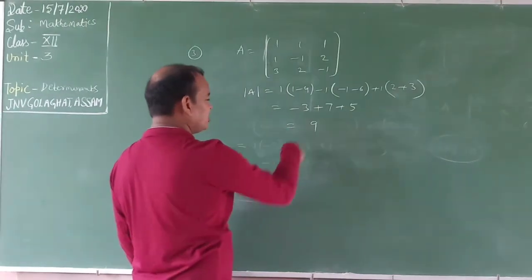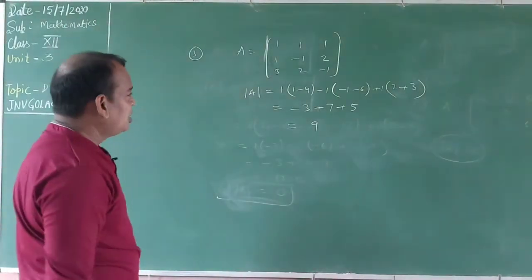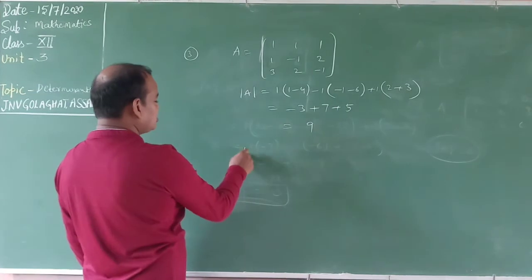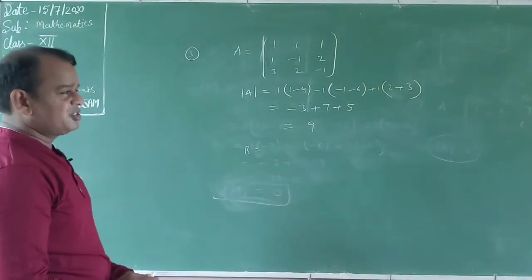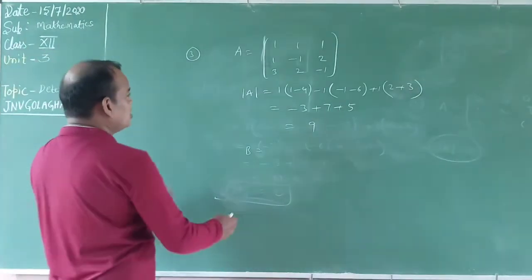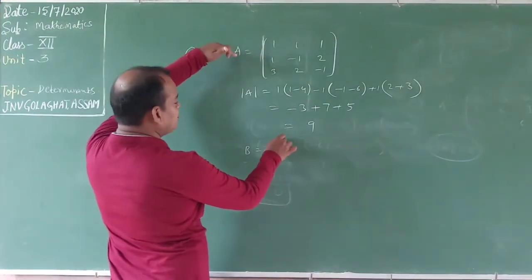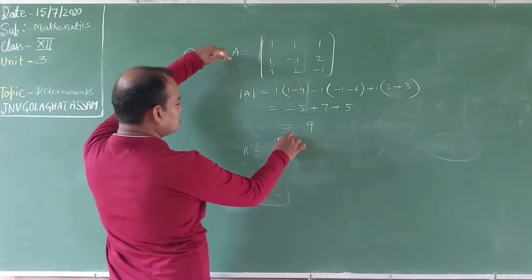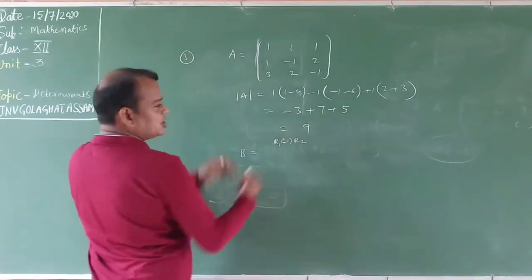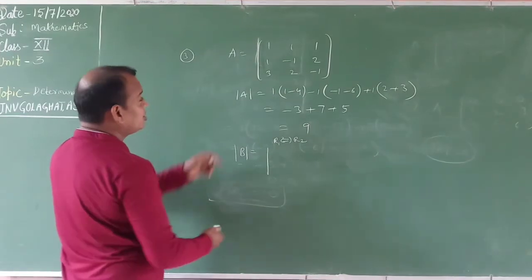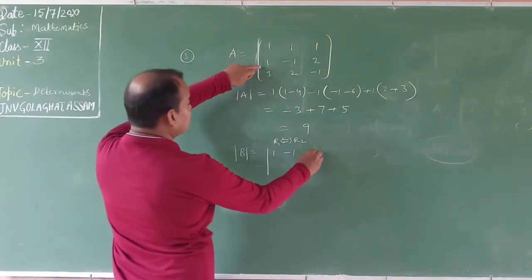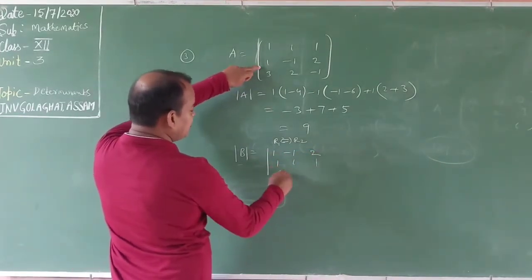That is 15. In the above matrix, we interchange any two rows or columns, interchanging only two rows or two columns. Suppose I interchange R1 and R2, R2 and R1. What happened? Now the determinant of B. That matrix is B. Now the determinant of B: 1, minus 1, 2, 1, 1, 1, 3, 2, minus 1.